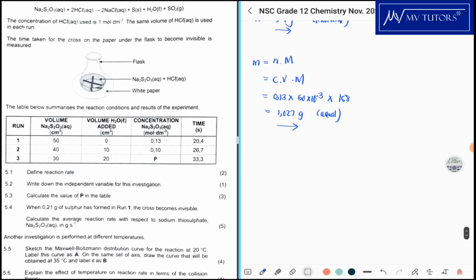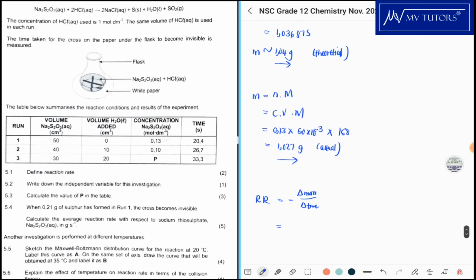It's sort of negligible unless they ask you to calculate, you know, what is it, percent purity or something, then yes, it would matter. But in this case, I think it's fine. So let's just say we use the actual, okay? So remember, this sodium thiosulfate is going to be used up at the end. So the final mass will be 0.